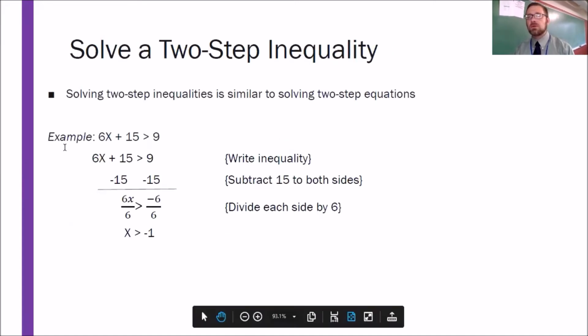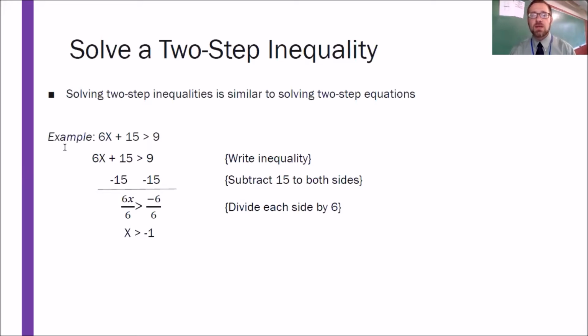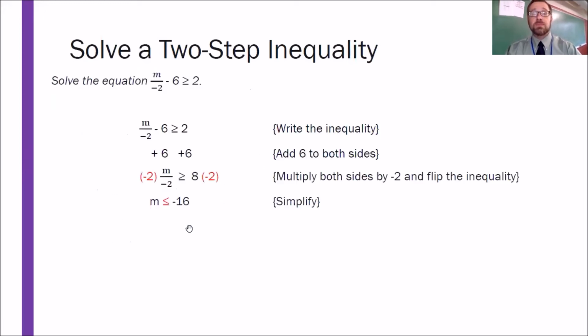Two-step inequality. We're going to solve two-step inequalities similar to solving two-step equations. So we get rid of the plus or minus first. So we've got this plus 15. The inverse of that is negative 15, so we subtract 15 from both sides. Then we're left with 6x is greater than negative 6. To get rid of the 6, we've got to divide it. So we divide it, and we get x is greater than negative 1.